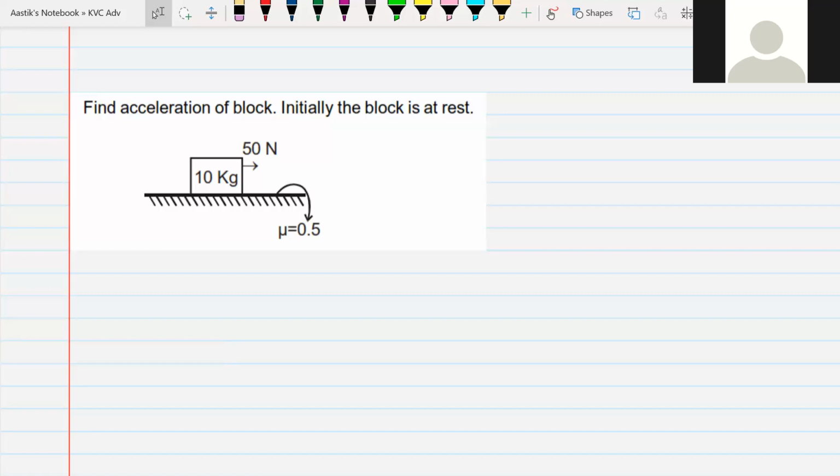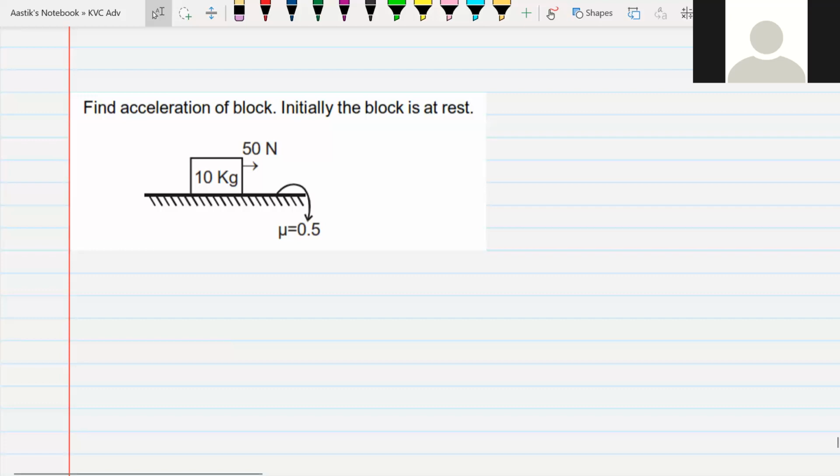Everything is about F limiting. So whenever you see a block which is initially at rest and then they ask you what is the acceleration, you must always think about limiting friction. Do we understand this? Yes, sir. Please think about this.